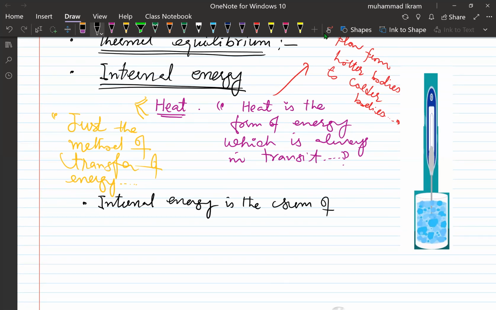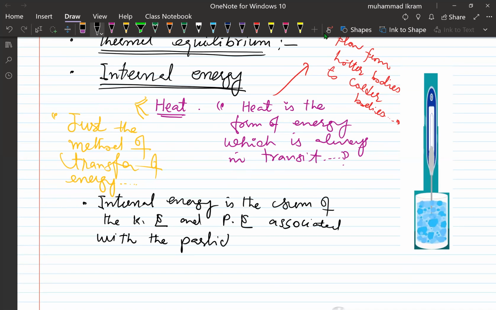The internal energy of the system is the sum of the kinetic energy and potential energy associated with the particles. By particle I mean atoms or molecules of the body, that object or that substance.